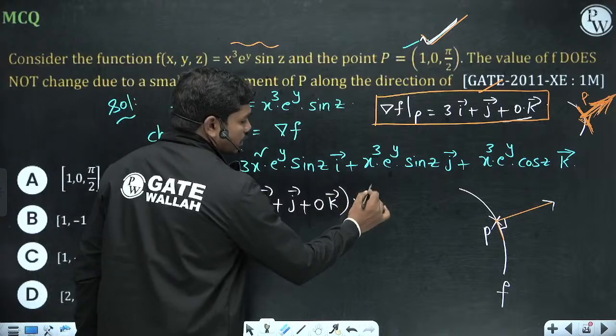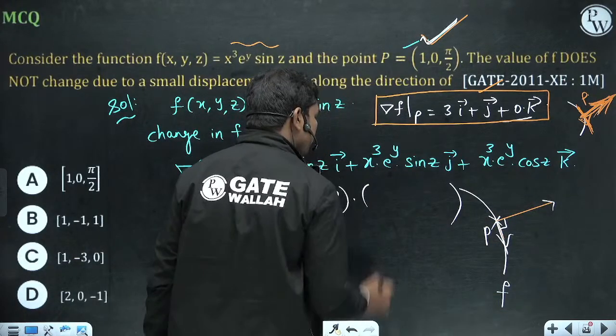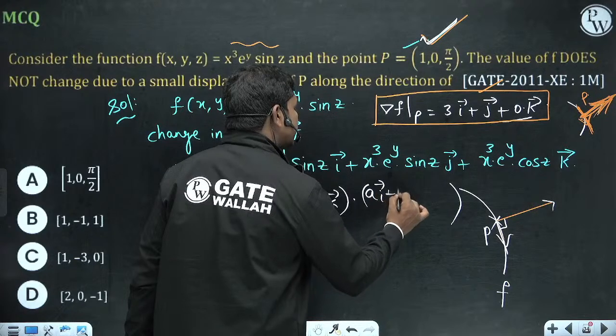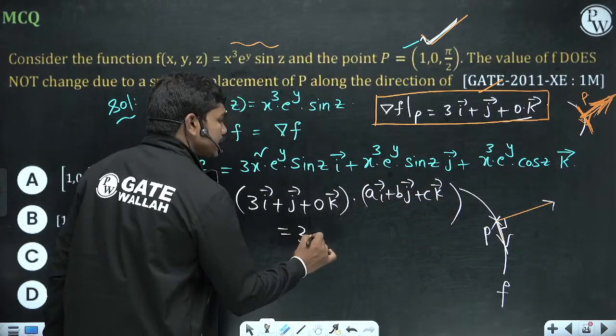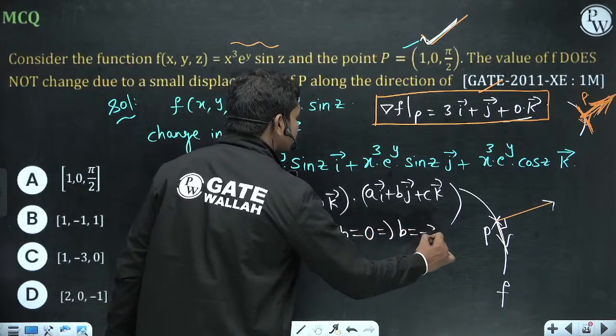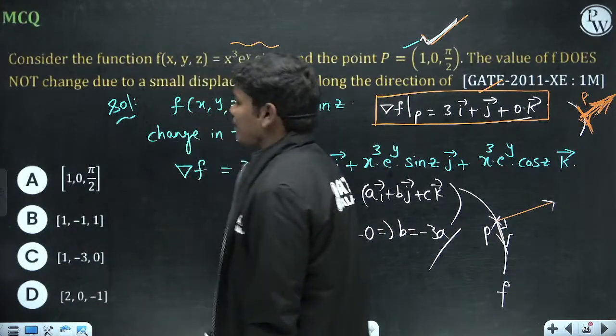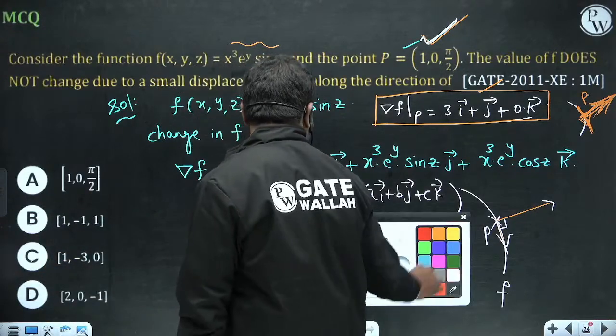So 3i plus j plus 0k is the normal direction. Then let us suppose this direction is given by ai plus bj plus ck, for example. Then in that case you should have 3a plus b is equal to 0, so b should be equal to minus 3a. So check for the option which is having b is equal to minus 3a. Option C now, C is having, right? So that's why C is actually the correct answer.